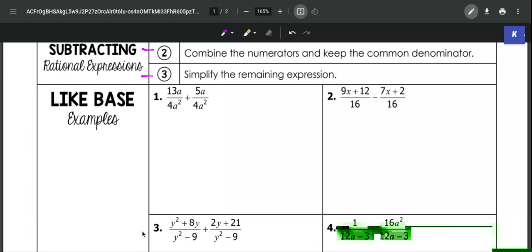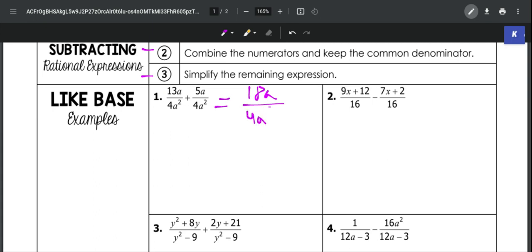We've got 13a over 4a squared plus 5a over 4a squared. We've got the same denominator. So all we've got to do is add this just like any other fraction with a common denominator. We just add across the top and keep the bottom. So 13a plus 5a would be 18a over 4a squared.